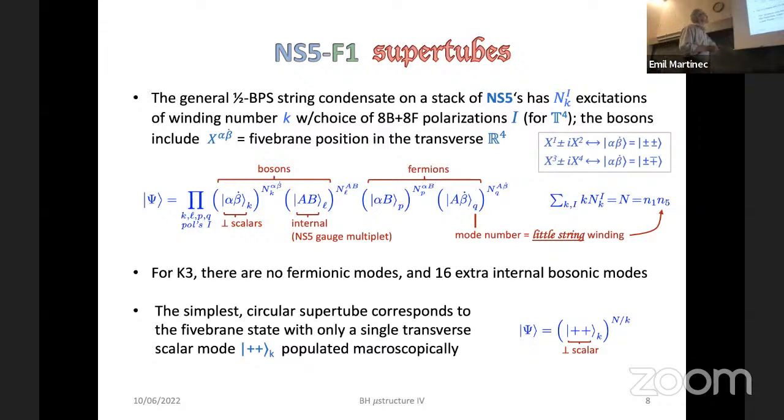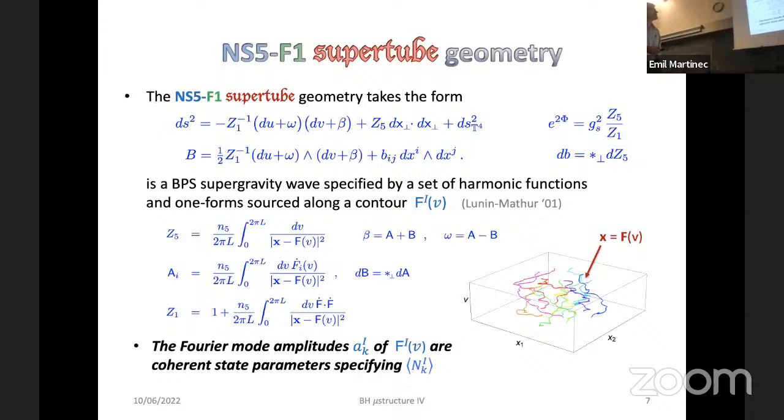But reinterpreted in terms of supergravity, these 4 modes are specifying where the 5 brane is in its transverse space. These are some internal gauge multiplets on the 5 brane. And the subscript here says what the mode number is; after going to the NS5 F1 description, it's the net winding, the net little string winding carried by this particular polarization. And of course, there's a conservation law that says that the total winding has to be N1, N5. So in general, that's some complicated looking thing like this.